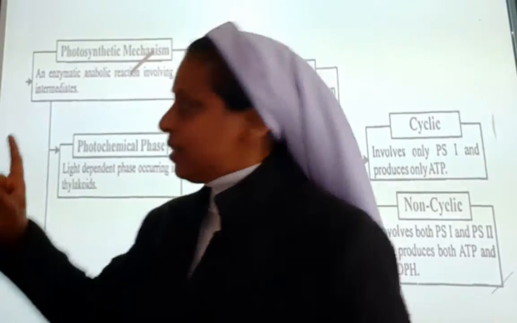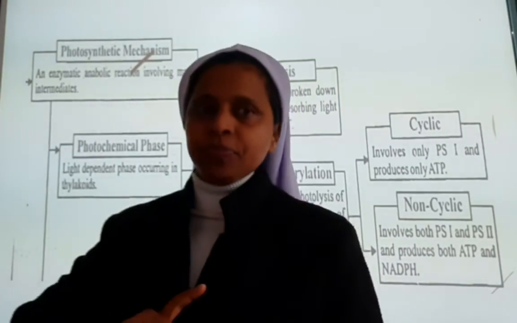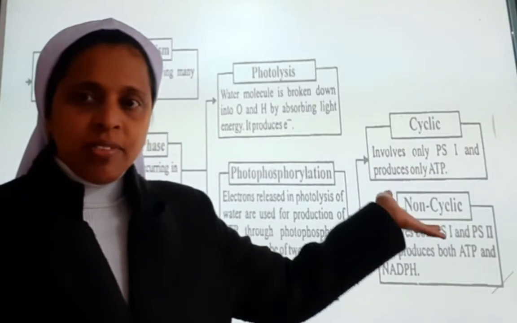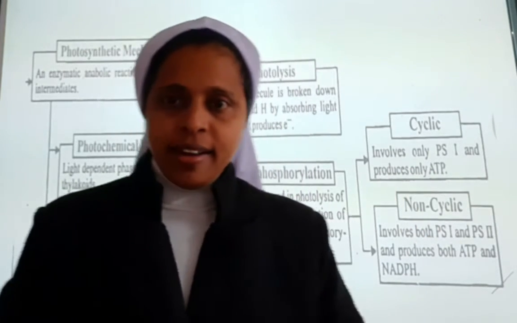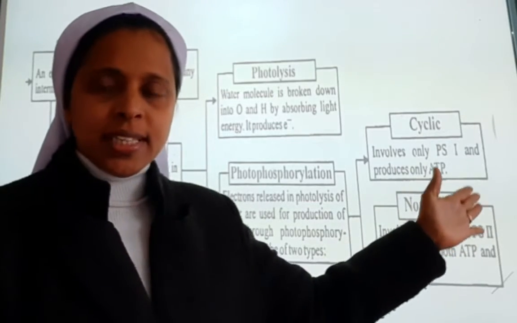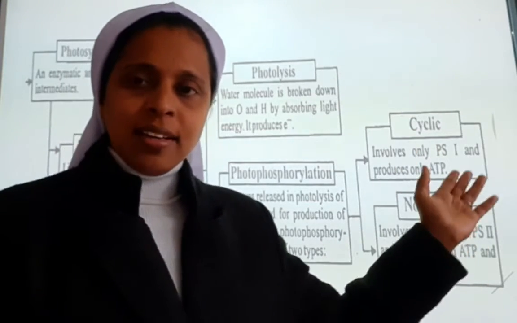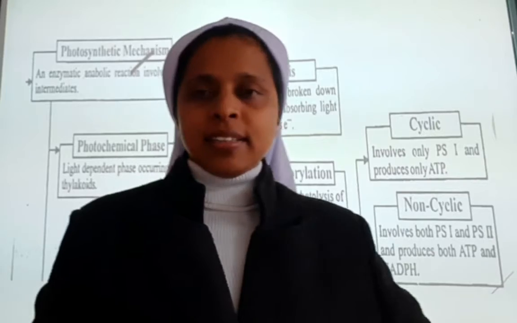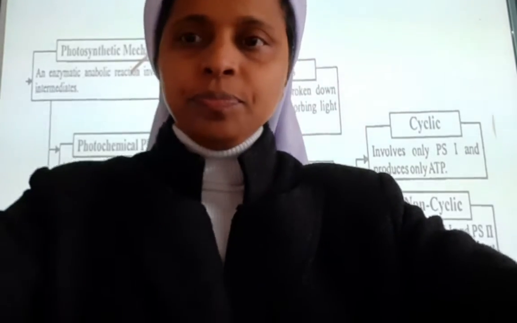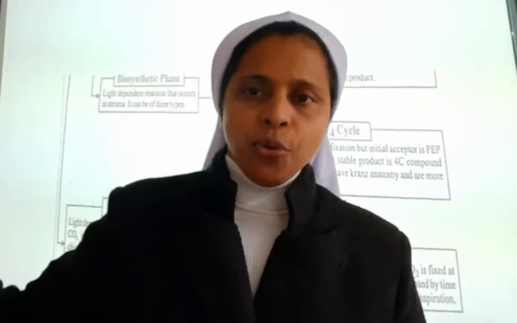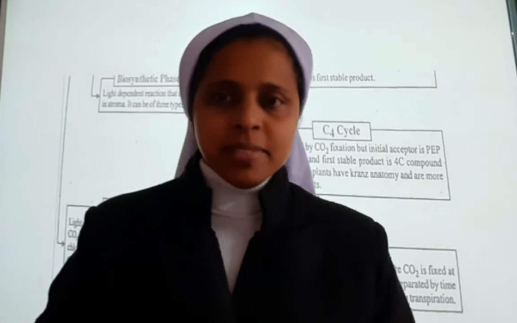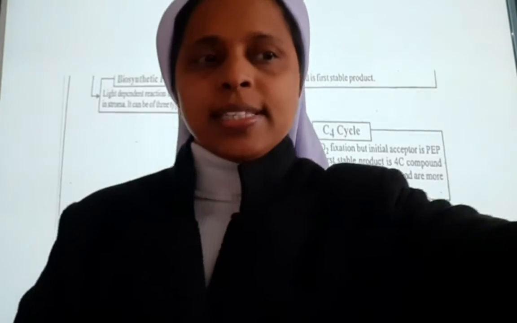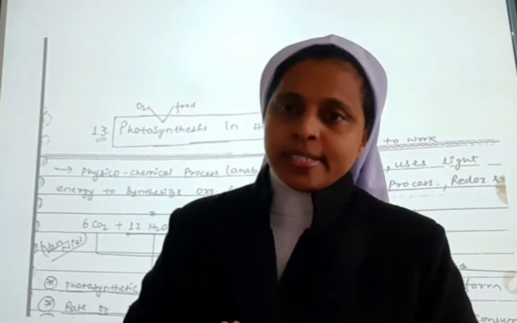Next, we will be learning about the photosynthetic mechanism. In the photosynthetic mechanism, we will be having the photolysis. Photolysis means breaking by light. Then we have the biological cycle, chemical cycle, the cyclic and non-cyclic. We will be learning in detail later. Then we have photorespiration. So we will be learning the C4 cycle and CAM cycle also.